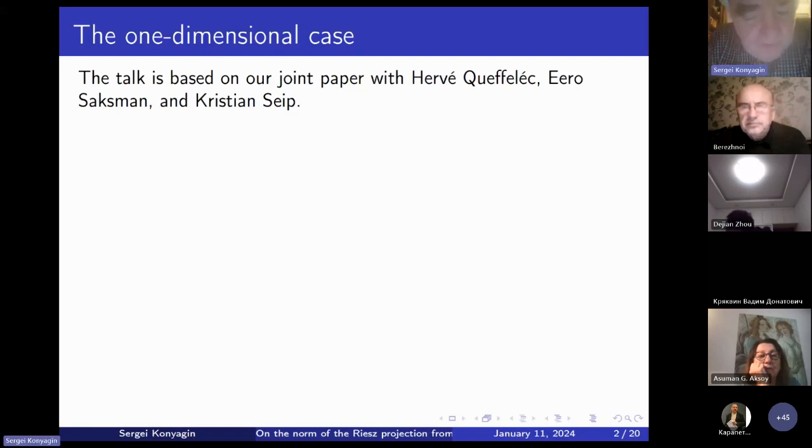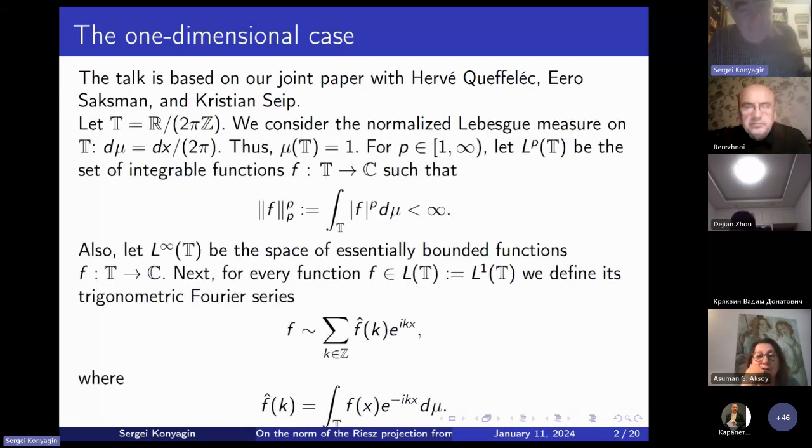My talk will be split into three parts: the one-dimensional case, the finite-dimensional case, and the infinite-dimensional case. As usual, I consider the torus T, which can be treated as the segment from minus pi to pi with the endpoints identified. We consider a probability measure mu on T, so mu of T is one.